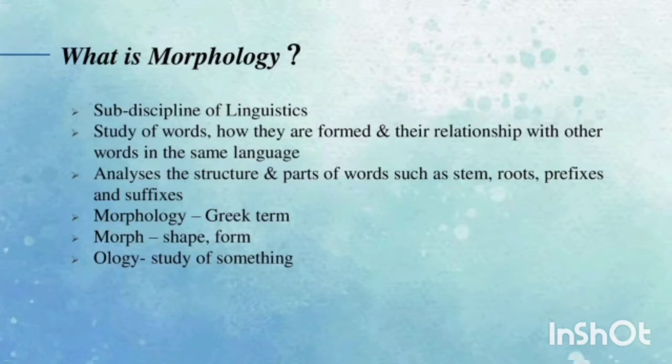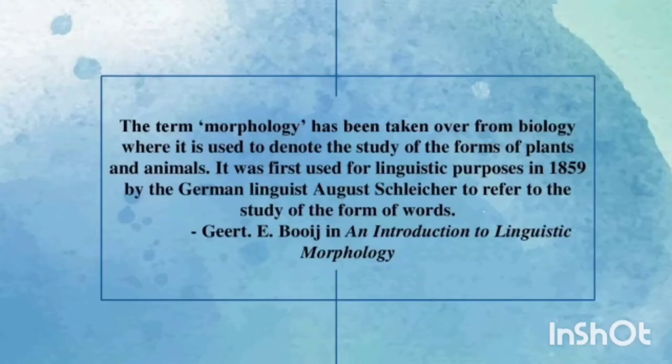It's a Greek word. Morph means shape or form, and ology means study of something. And the term morphology has been taken over from biology, where it is used to denote the study of forms of plants and animals. It was first used for linguistic purposes in 1859 by the German linguist August Schleicher to refer to the study of form of words.